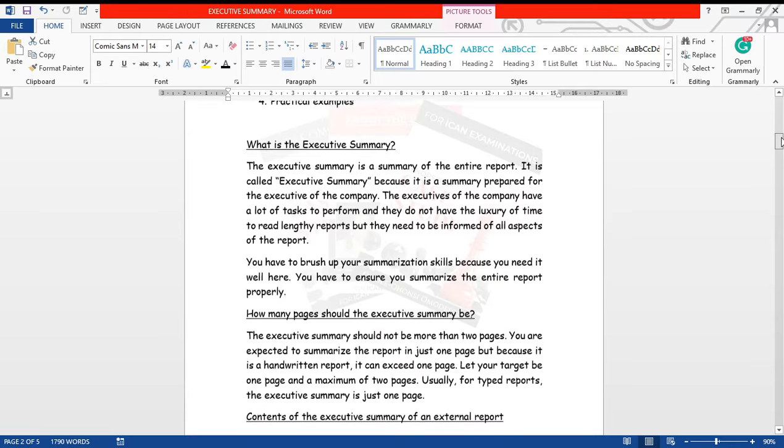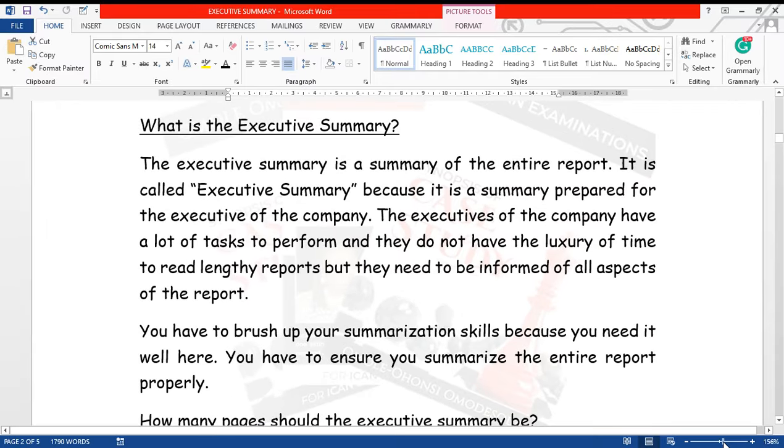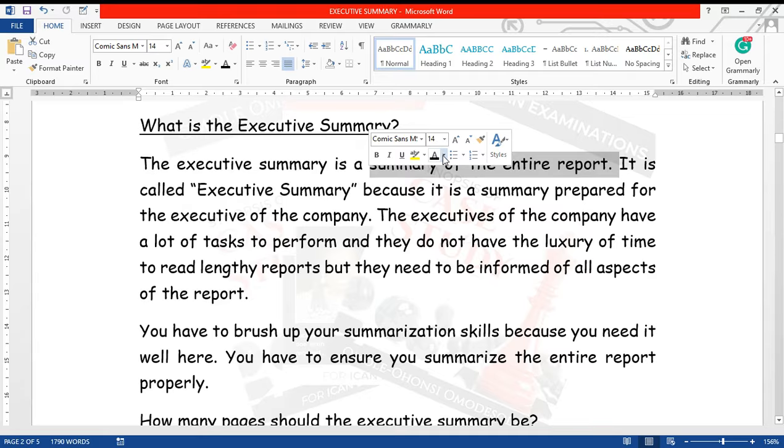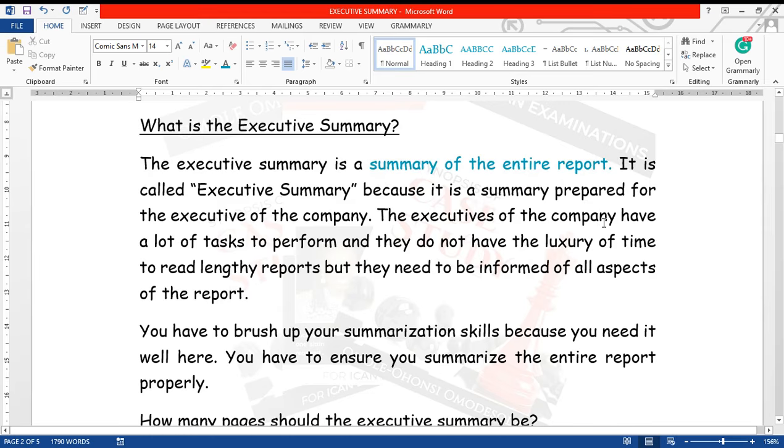So now, what is an executive summary? An executive summary is a summary of your entire report. In fact, it is a snapshot of your entire report. It captures everything that your report talks about, like everything. So it's a summary of the entire report.